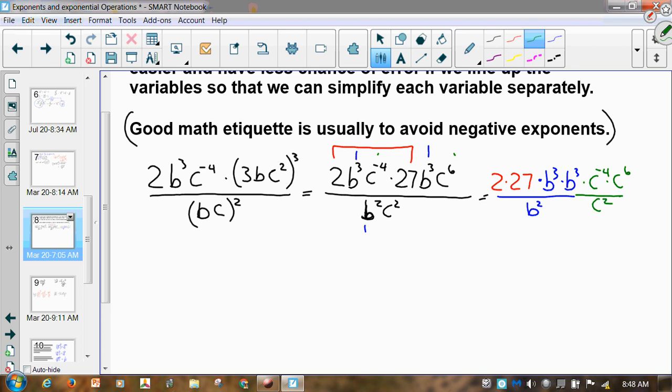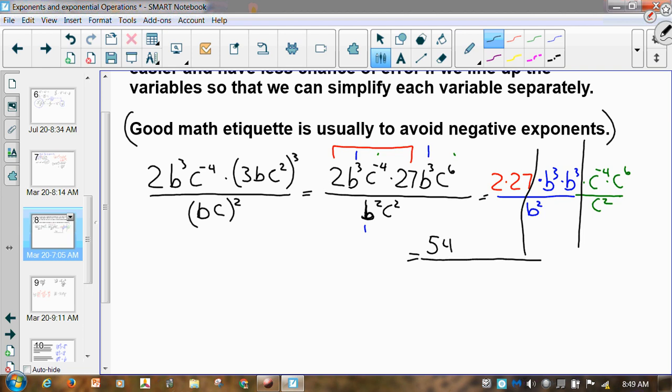Okay, so notice how I've just rearranged this to make it easier to group. I didn't put any numbers in the denominator. If we split this up now into sections, I've got my numbers together, I've got one variable together, the b's, and I've got another variable, the c's, together. Okay, so let's finalize this. So 2 times 27 is 54.